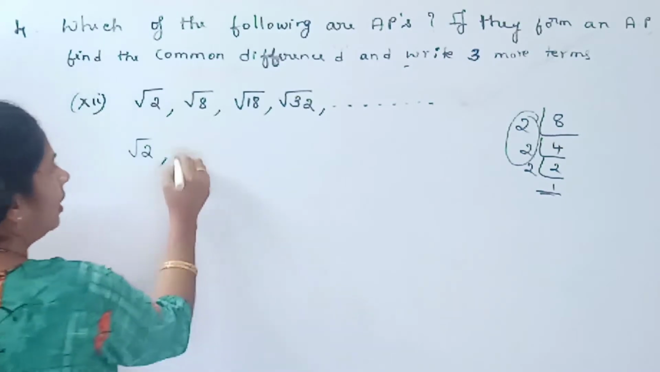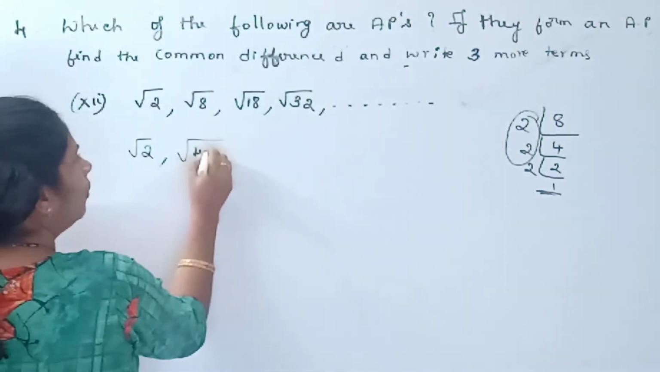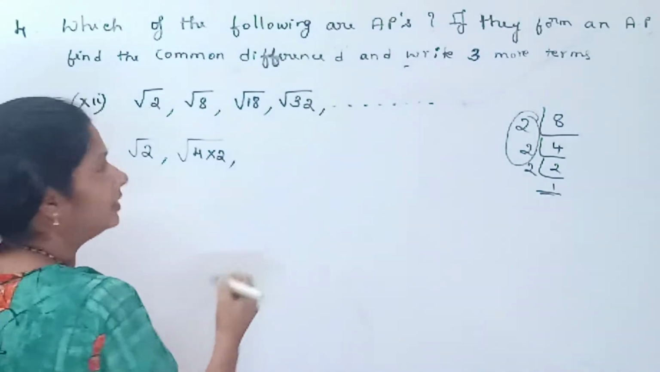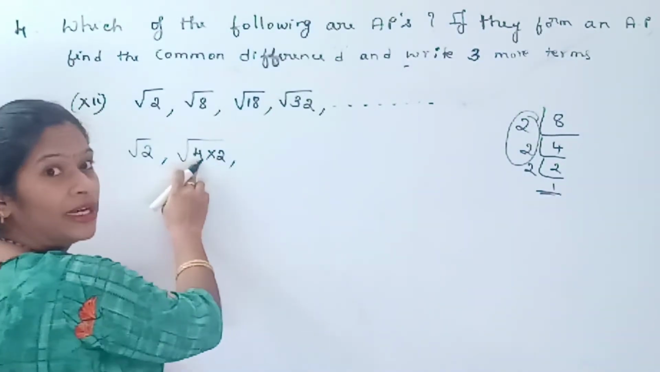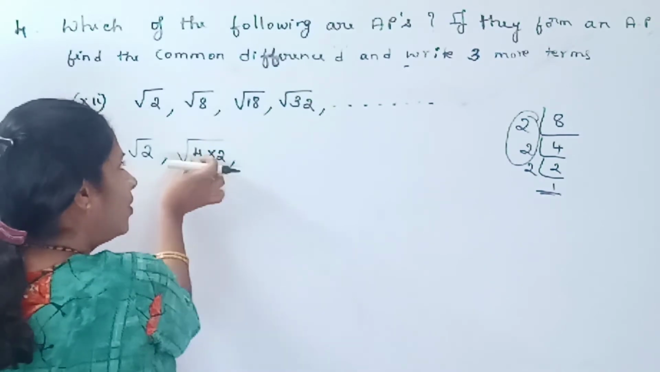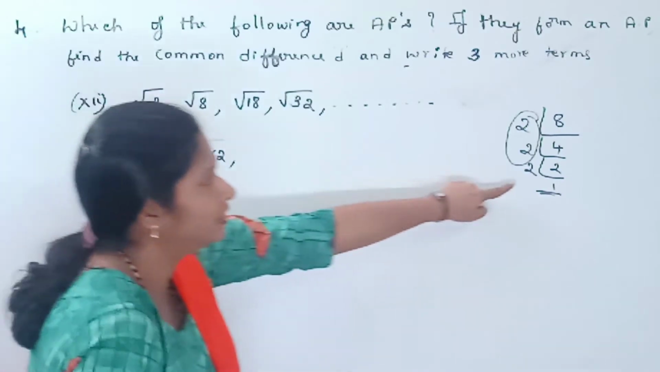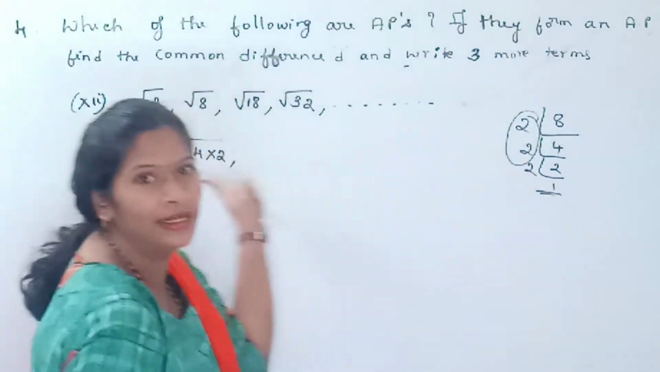Now root 8, how can I write? 2 2s are 4. So you write down 4 into 2. Is it clear? Because 4 is a perfect square number, children. One perfect square number, and the other number is left out as it is.